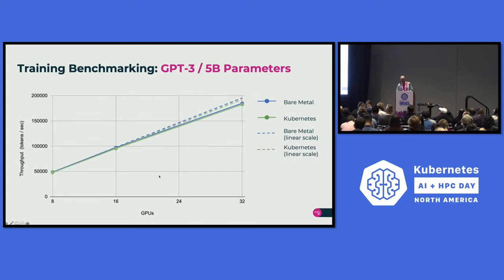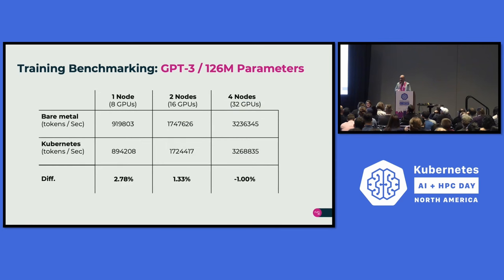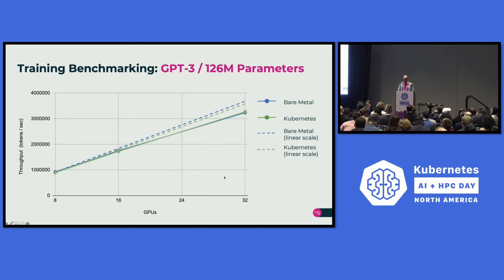You can see here also the scaling, the throughput versus the number of GPUs. With and without Kubernetes, they're very close to each other, and the results are very close to perfect linear scale with the number of GPUs. We also trained a smaller model, GPT-3 with 126 million parameters, again with and without Kubernetes, with MPI. And again the difference in results is very small. In terms of scaling, it's harder to scale smaller models with the number of GPUs, so we see somewhat of a degradation in how close the results are to perfect linear scale.